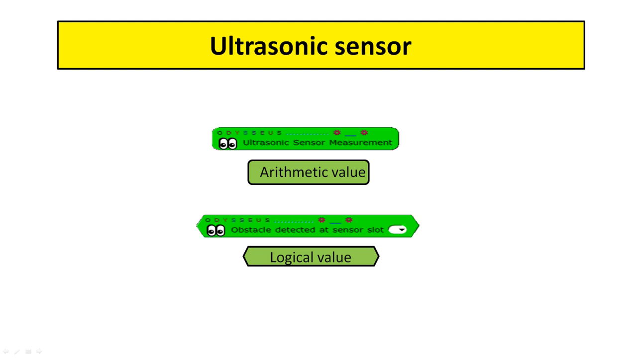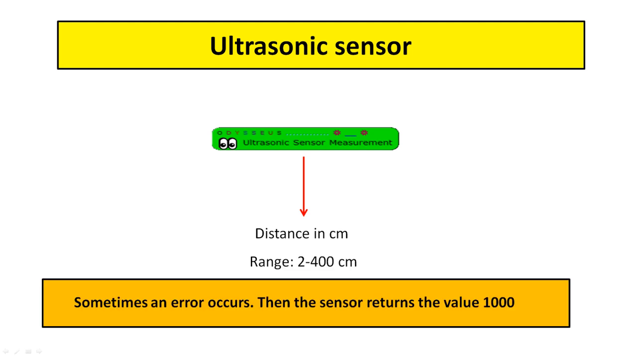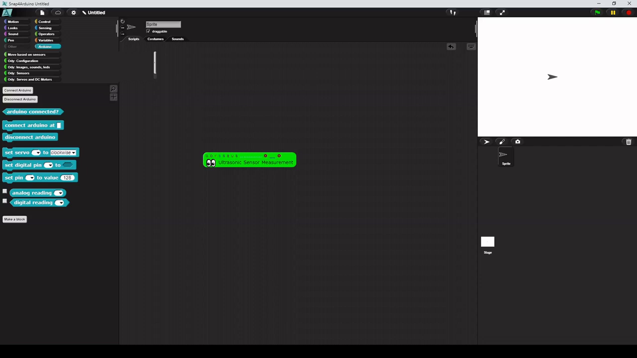And while the obstacle sensor returns a logical value, that is, true or false, the ultrasonic sensor returns an arithmetic value, the distance in centimeters from the closest object in front of the sensor. The range of this sensor is from 2 to 400 centimeters. What you also need to know is that occasionally a hardware-related error occurs, and in this case, the block command returns value 1000. We are now going to use this sensor, and let us start as simply as possible.